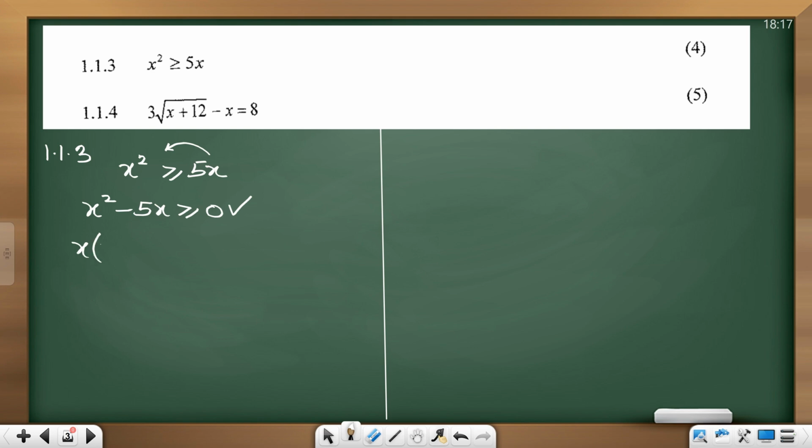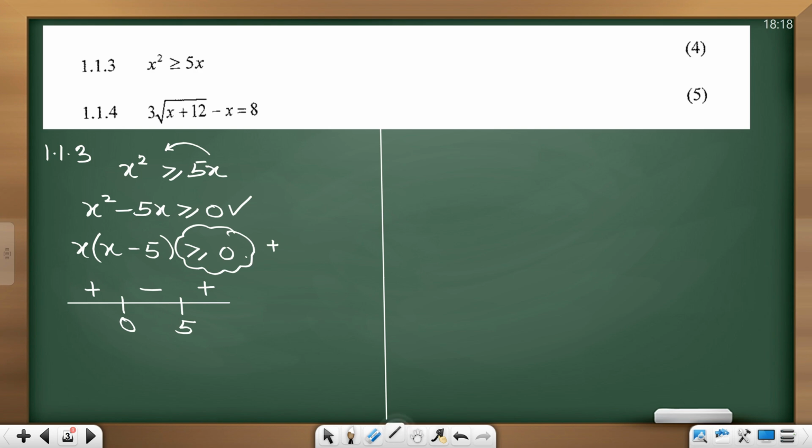If I factorize, okay. Now, my critical values, use a number line. I just prefer a number line. And when I do a number line, I know it's positive, negative, and positive. My critical values, 0 and 5.